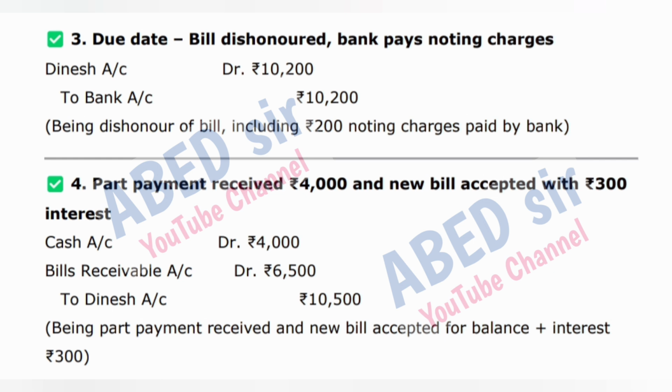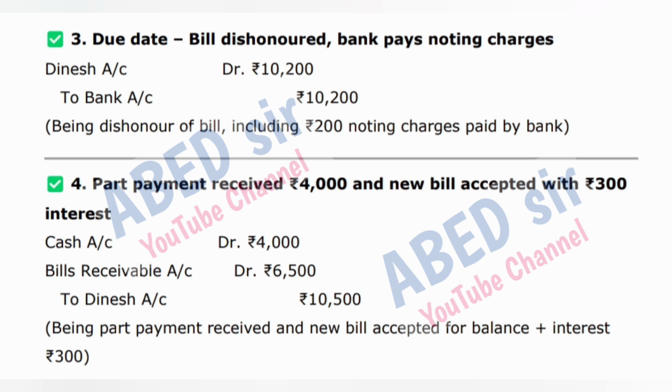3. Due date, bill dishonored, bank pays noting charges. Dinesh A/c Dr. 10,200 rupees. To Bank A/c 10,200 rupees. Being dishonor of bill, including 200 rupees noting charges paid by bank.